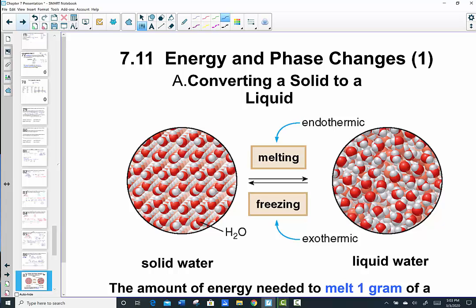When liquids and solids change phase, or when liquids to gases change phase, energy is involved. Let's consider in this next portion of our lesson energy associated with phase changes. We know that when a solid converts to a liquid, it's called melting. And that when liquid converts to a solid, it's called freezing. These are phase changes.